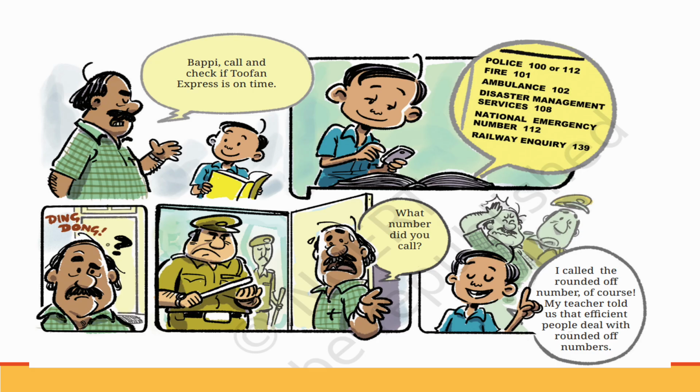Bapi, call and check if Tufan Express is on time. So the father says to Bapi, you call and check if Tufan Express is on time. See the next one. Bapi is shown with his phone looking at a list of emergency numbers and inquiry numbers. You can see the numbers of police, fire, ambulance, disaster management, then railway inquiry. Then the doorbell rings. The man opens the door and to his surprise, 2 policemen are standing there. See this picture?